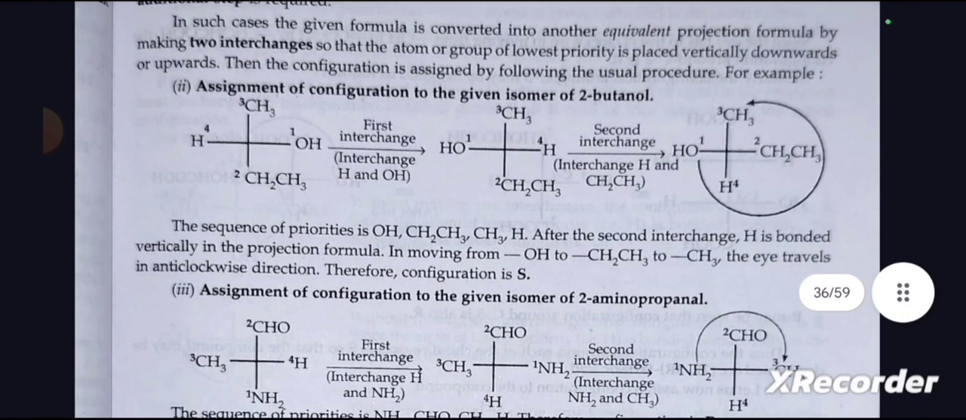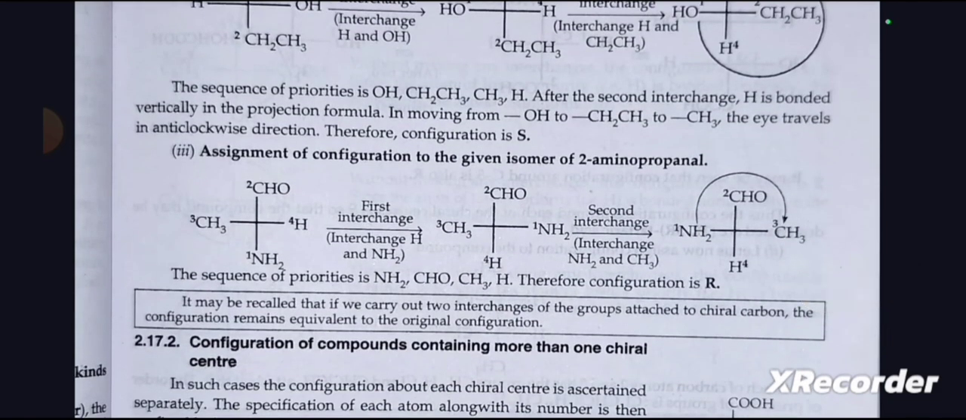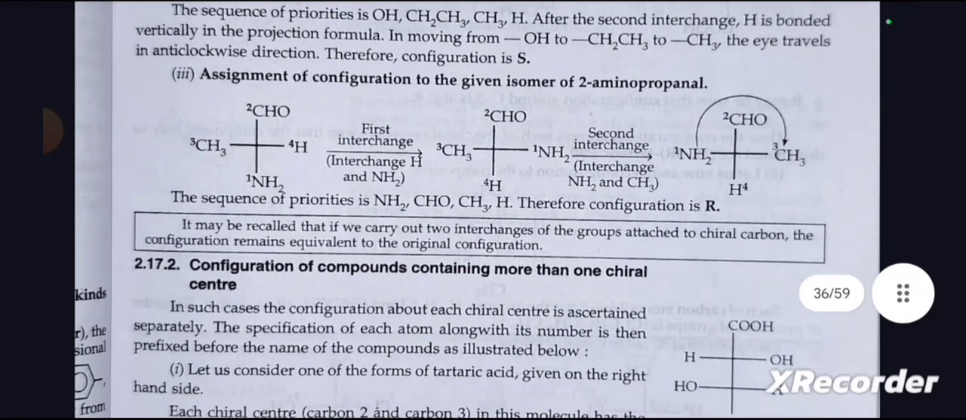For example, assigning of configuration to the given isomer of 2-butanol, CH3CHOHCH2CH3. First interchange H and OH. Second interchange H and CH2CH3. The sequence of priorities is OH, CH2CH3, CH3, H. After the second interchange, H is bonded vertically in the projection formula. In moving from OH to CH2CH3 to CH3, the eye travels in anti-clockwise direction, therefore configuration is S.